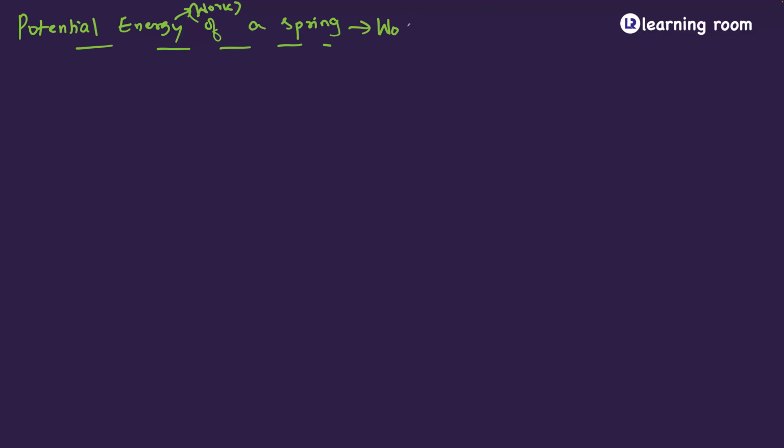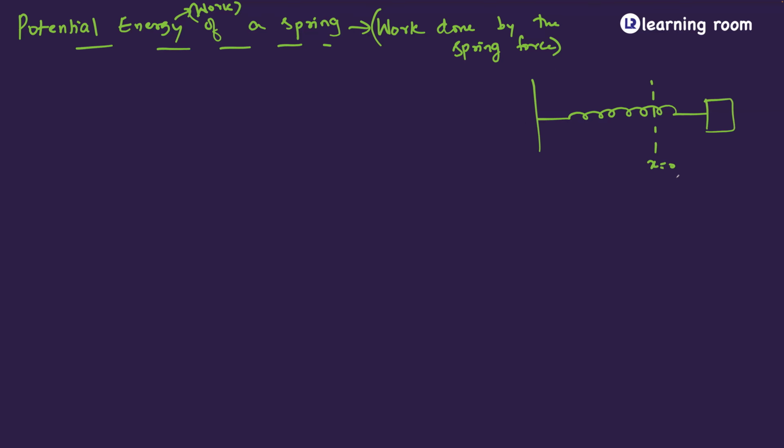What do I need to calculate? We need to calculate work done by the spring force. Right. So what is the value of spring force? F is equal to minus kx. Right. Now, let's say there is a spring like this, which is elongated from x equal to 0. It has got elongated to a distance x.